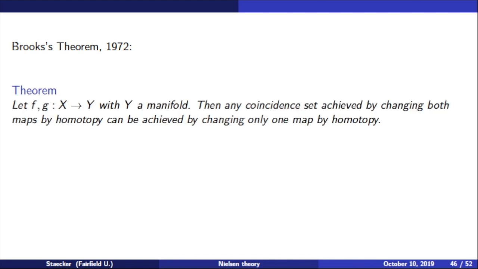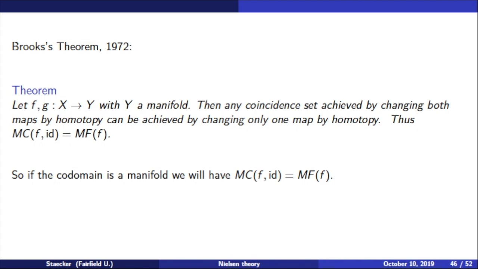But here's Brooks's theorem. It says if Y is a manifold, and X can be any, I think, topological space, then any coincidence set achieved by changing both maps by homotopy can be achieved by changing only the first map by a homotopy. So that means in particular, in this setting, if Y is a manifold, the minimum number of coincidences of F and the identity would actually equal the minimum number of fixed points. But it requires that Y be a manifold. So the example I said before was that if the space is a graph, a one complex, that's not a manifold, and it turns out Brooks's theorem is not true. So if the codomain is a manifold, we will have this. For a non-manifold, it might not be true.